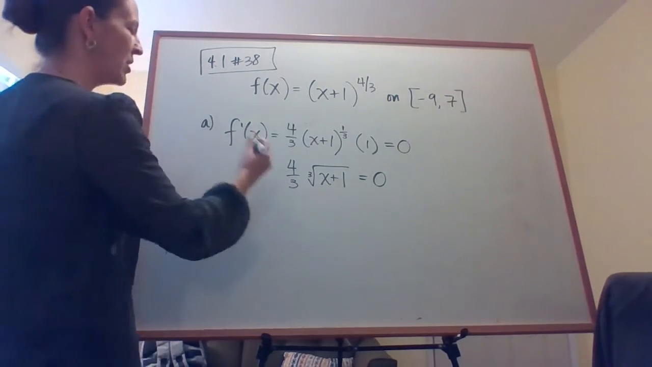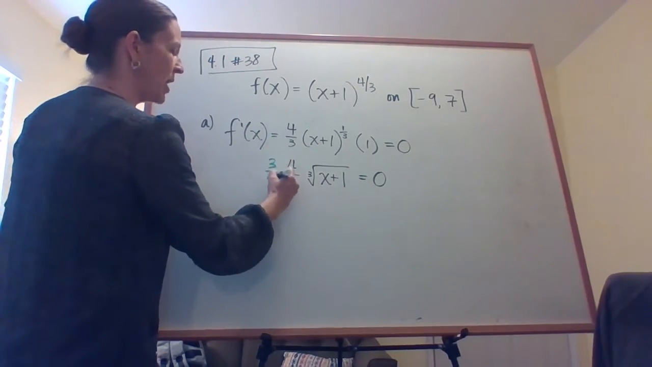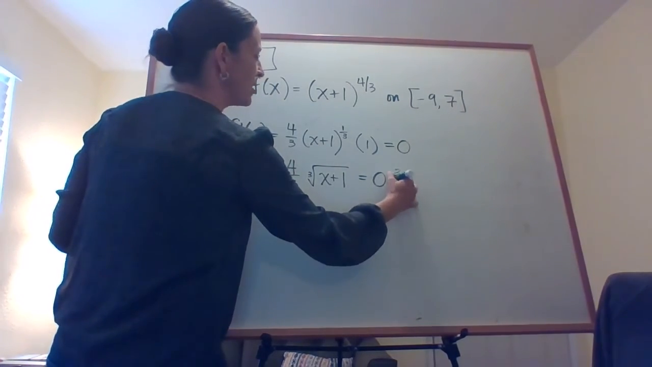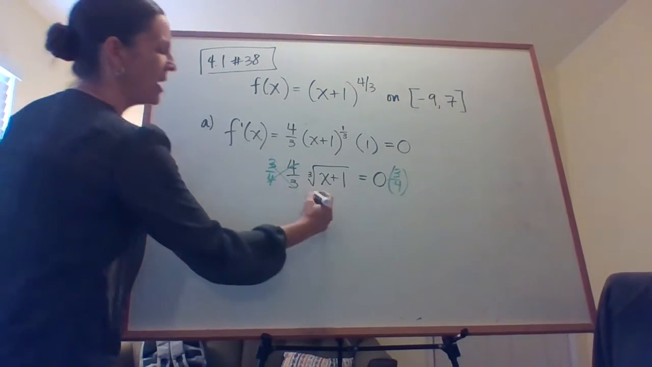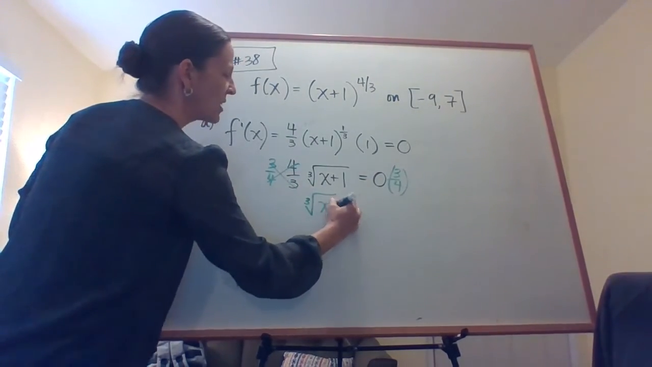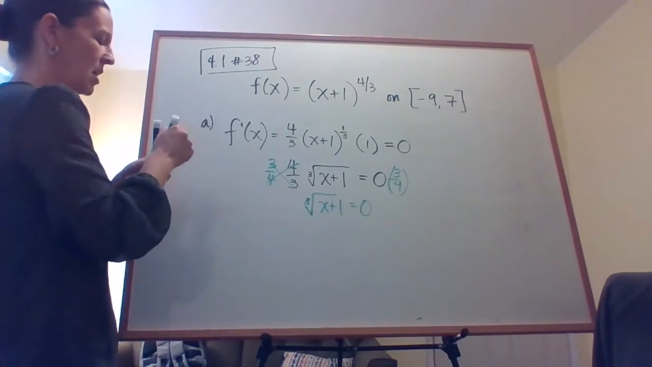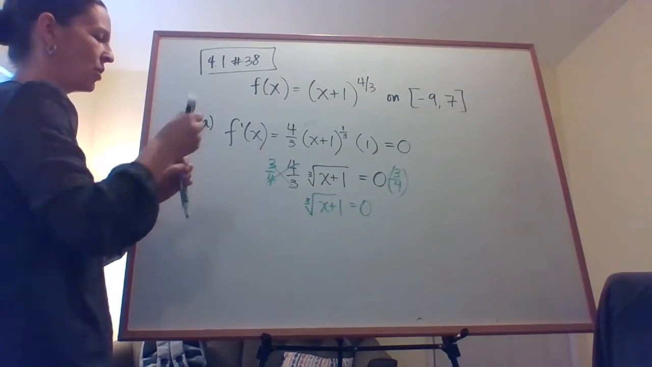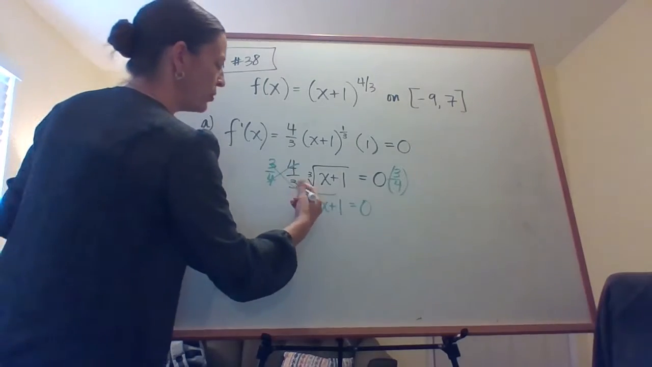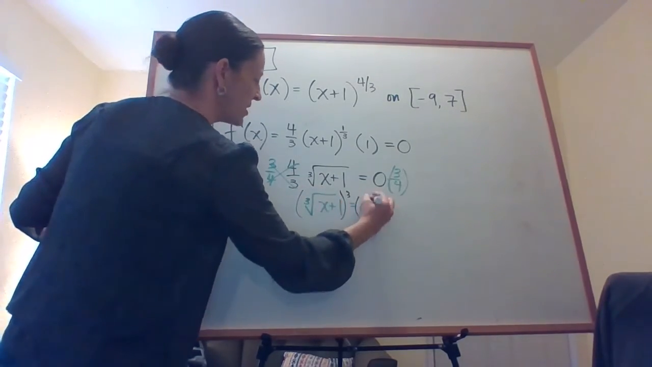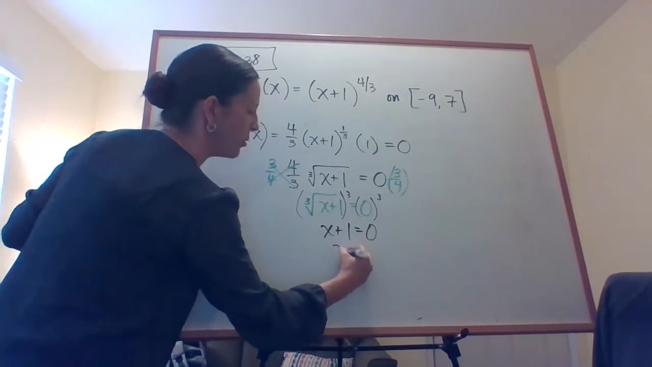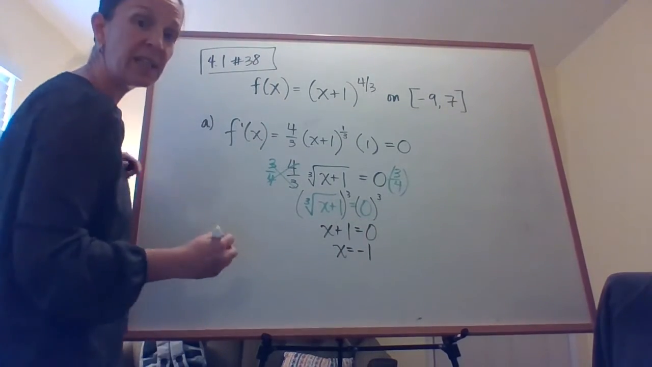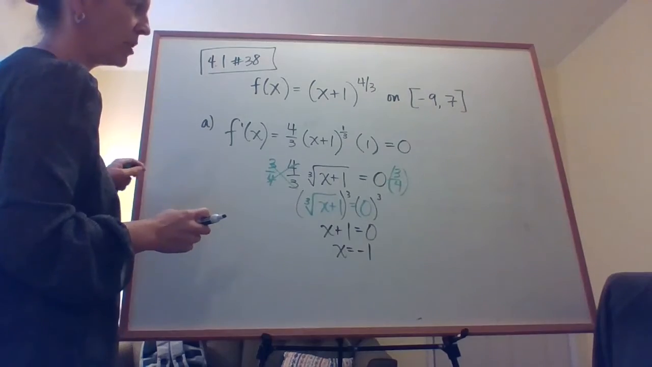If I want to solve for x, I'm going to multiply by the reciprocal on both sides. Multiplying by 3/4 on both sides, the good thing is this side is 0. Here that crosses out. I end up with cube root of x plus 1 is still 0. I'm going to raise both sides to the 3rd power to get rid of the cube root. But 0 cubed is still 0, so I end up with x plus 1 is 0. And my critical point, at least the x value, is -1.